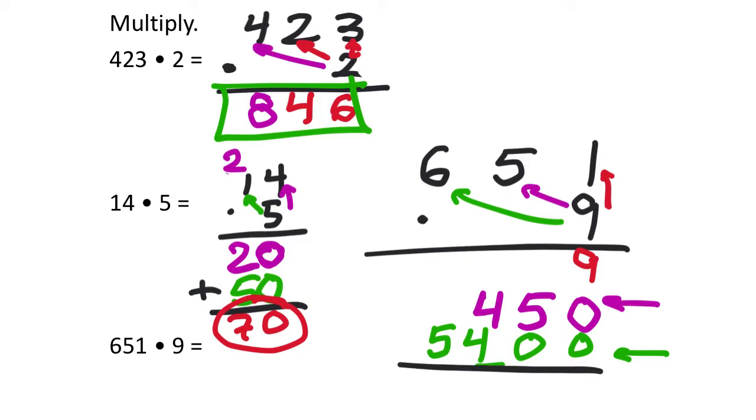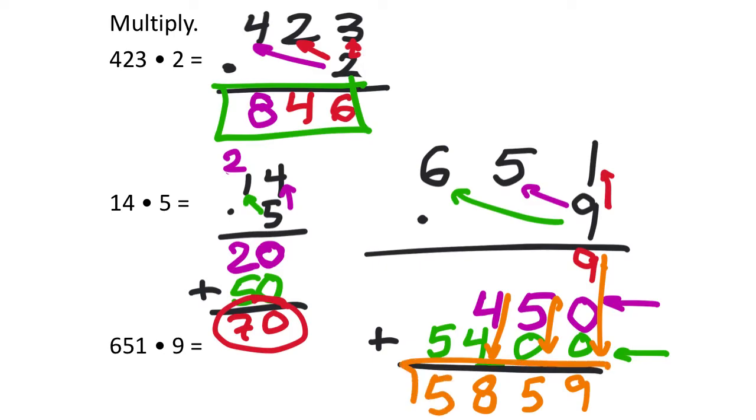So what we can do from here is just add. And it sets up very nicely because we're looking at each place value separately. So 9 plus 0 is 9. 5 plus 0 is 5. 4 plus 4 is 8. And then the 5 in green there just stays. So it looks like our final product of 651 and 9 is 5,859.